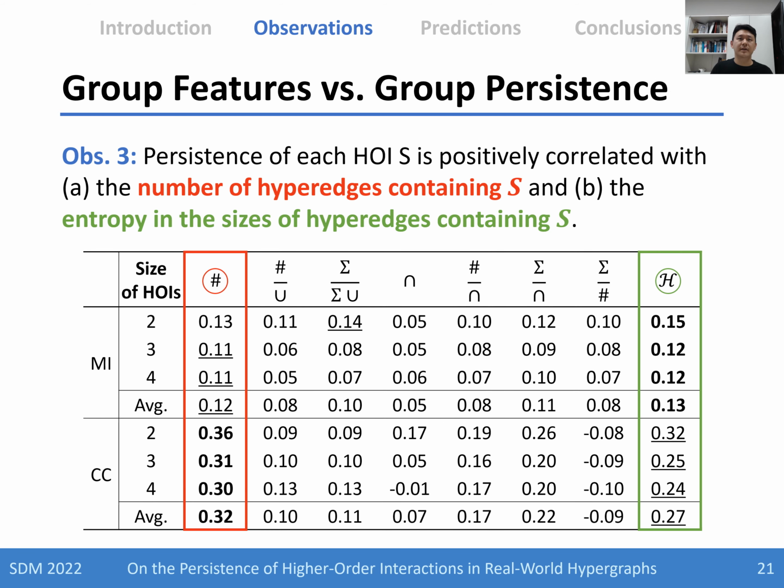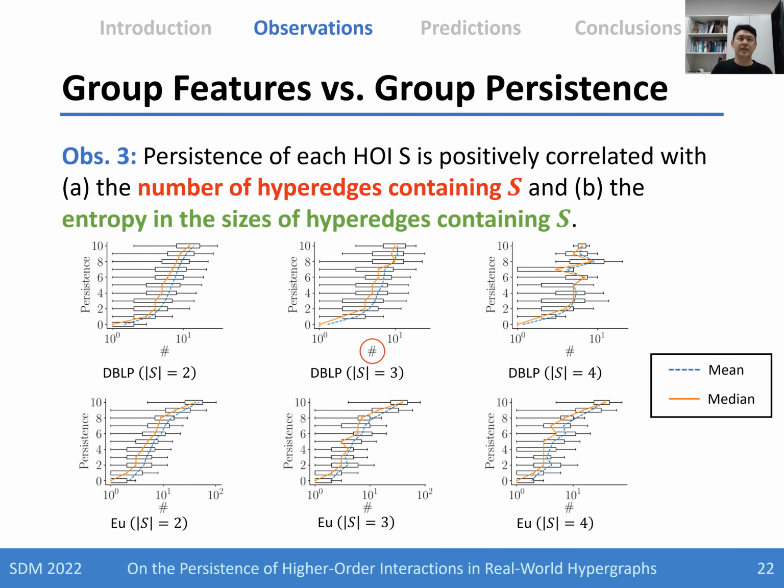Most features are positively correlated with the persistence. On average, the correlation is strongest for the number of hyperedges containing S, followed by the entropy in the size of hyperedges containing S. Our findings are supported by the average mutual information and correlation coefficients in this table. The strongest correlations are shown in detail for 2 datasets in these figures.